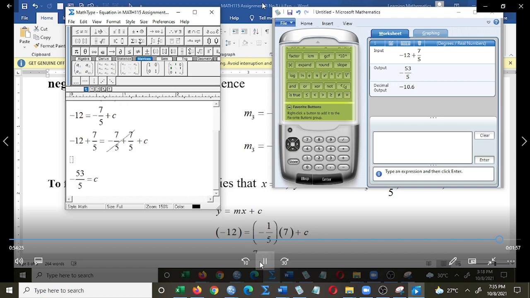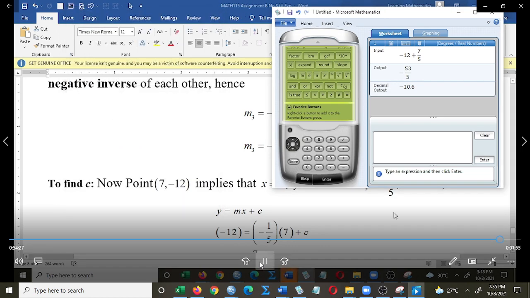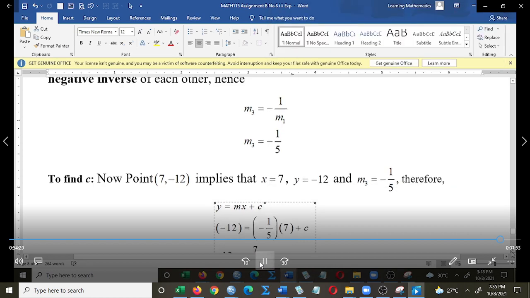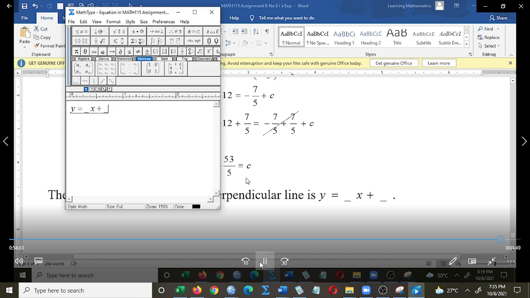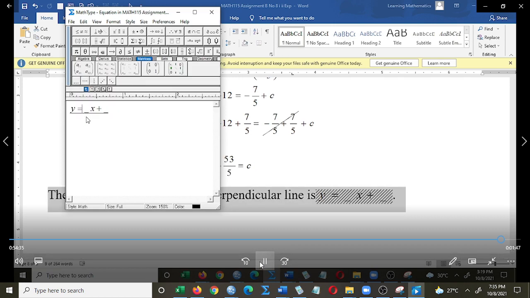Do we have to put it in the form ax plus by plus c equals 0? No, they did not tell us to do that, so we can just leave our answer as y is equal to negative 1 over 5x minus 10.6, or minus 53 upon 5. So here you have it.